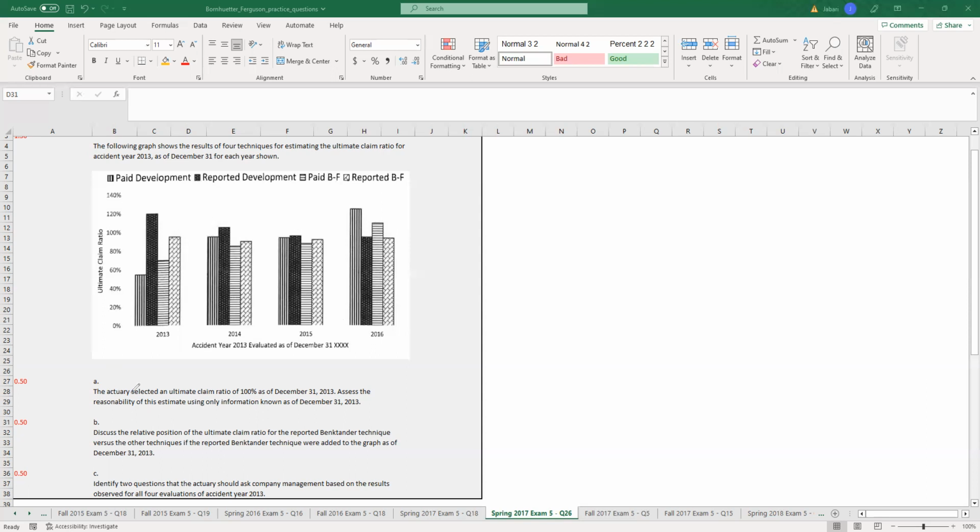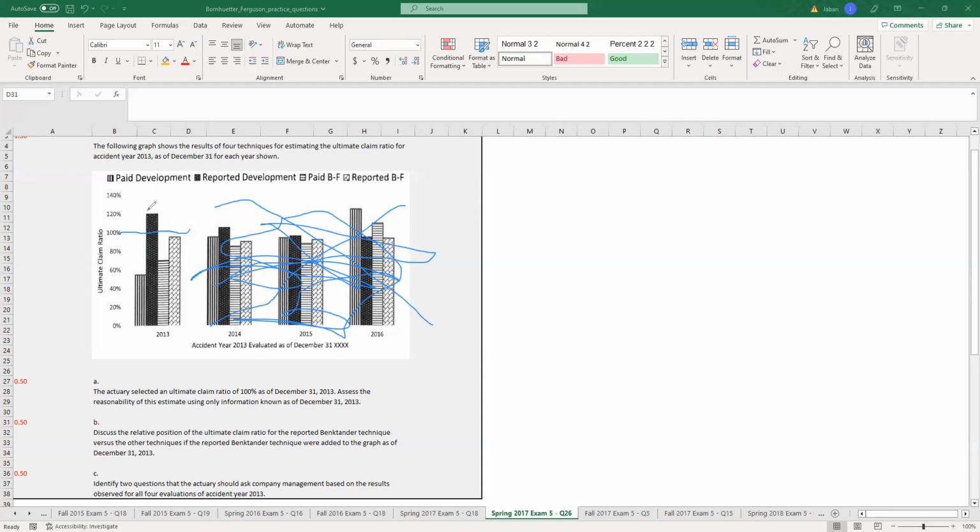For part A, it's asking: the actuary selects an ultimate claim ratio of 100% as of December 31st, 2013. Assess the reasonability of this estimate using only information known as of December 31st, 2013. So realistically, for all these questions, we can ignore this. It's meant to throw us off, right? Don't even care about any of it because it's not going to have any weight on our decision. So for the first one, selecting a 100% ultimate claim ratio.